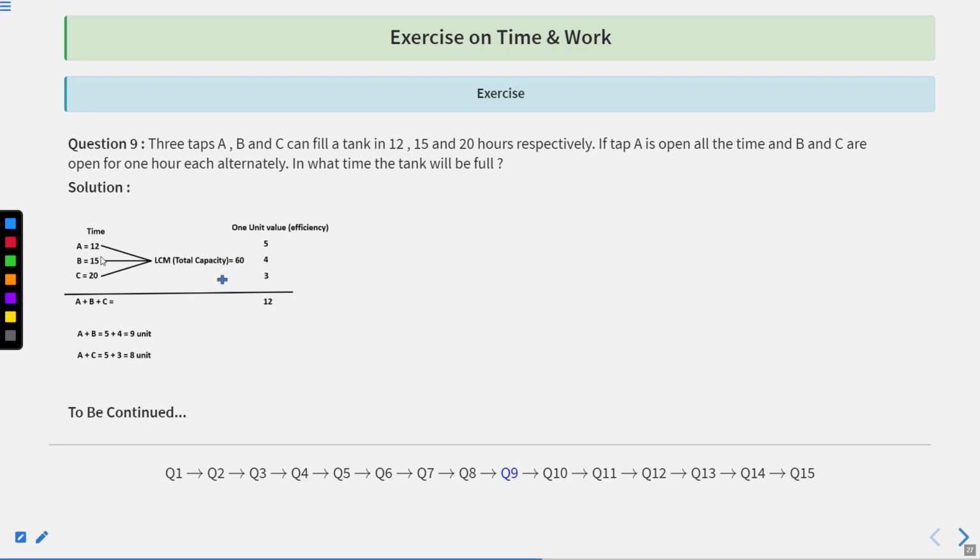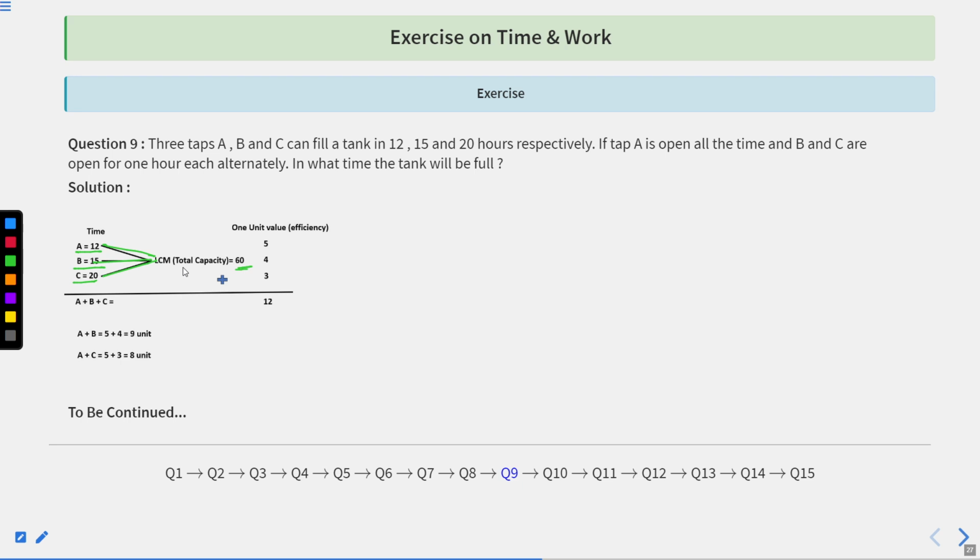So we are provided that A takes 12 hours, B takes 15 hours and C takes 20 hours. So what is the capacity of the tank? That we have to find out first. Now try to recall what we did to find out the capacity. We use the LCM. So LCM of 12, 15 and 20 will be 60. That is, 60 units is the capacity of the tank.